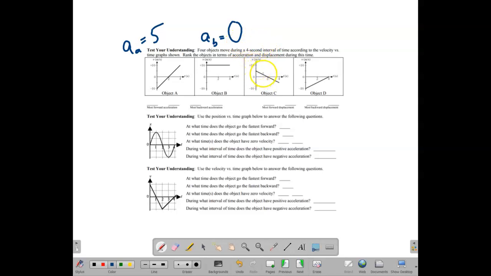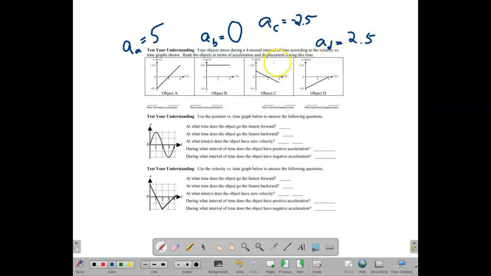The next one, we're dropping down 5 over 2. So that means our velocity is getting closer to 0 and closer to the bigger negative numbers. So that means we have a negative 2.5 acceleration. For D, we're going up 10 and over 4, which is a positive 2.5 meters per second squared acceleration.